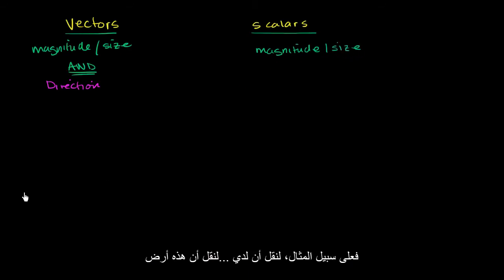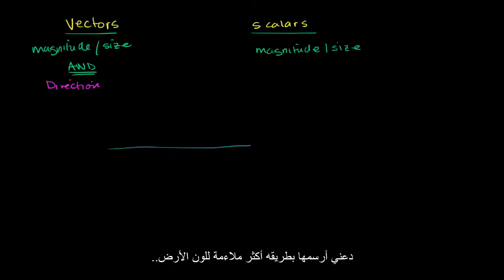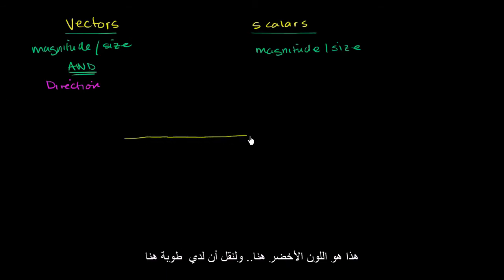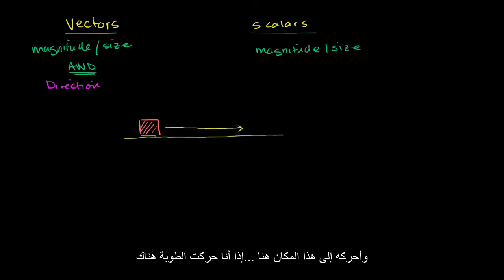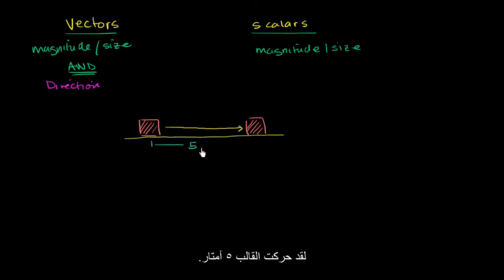For example, let's say that that's the ground right there. Let me do the ground in a more appropriate ground-like color. So this is green right over here. And let's say that I have a brick on the ground. And I pick up that brick and I move it over to this place right over here. So I move the brick right over there. And then I take a ruler out and I say, wow, I've moved the brick 5 meters.